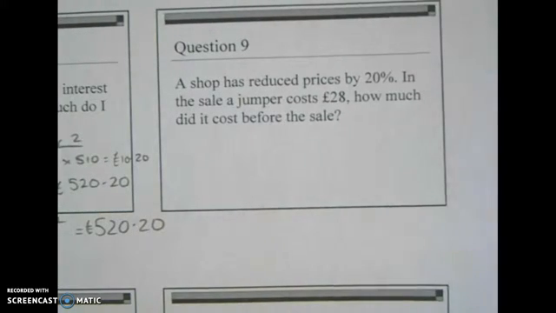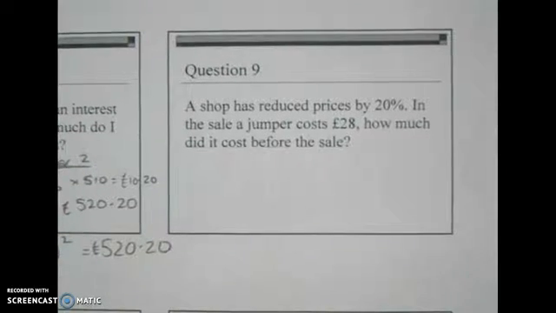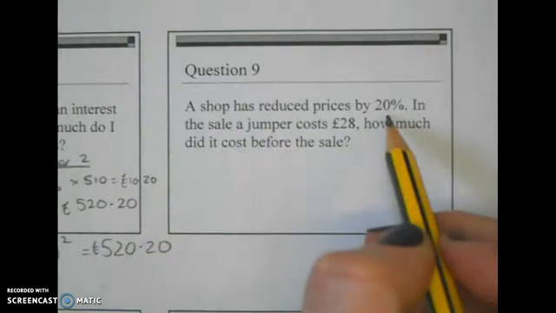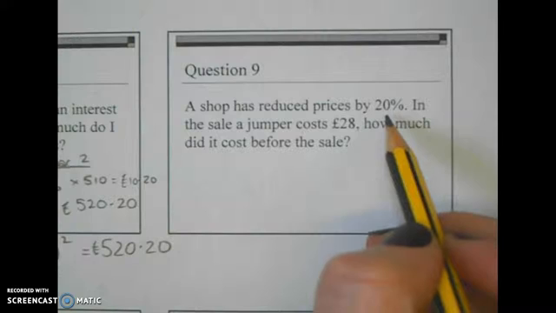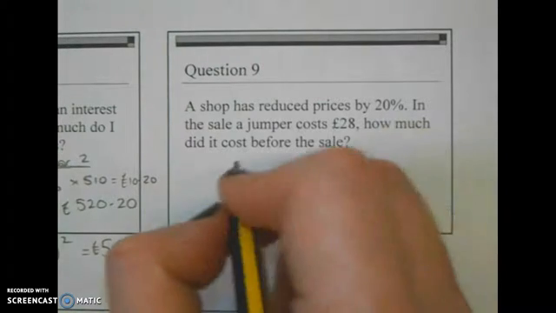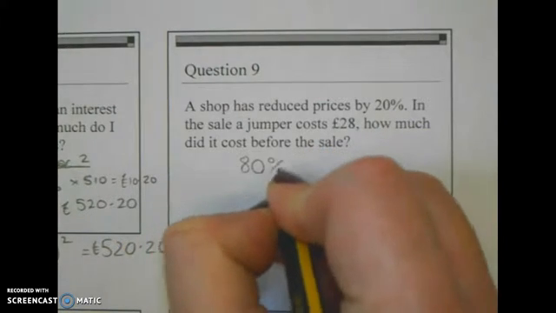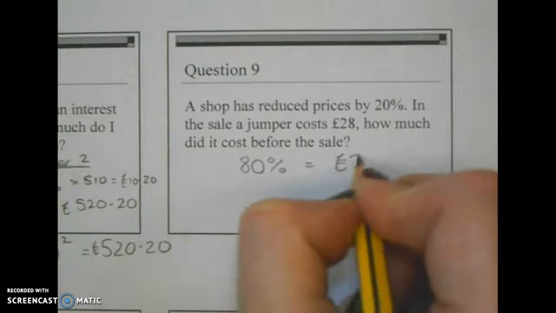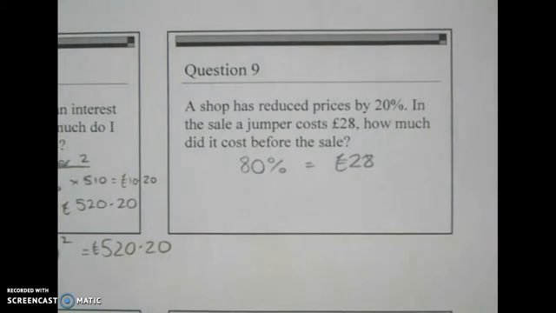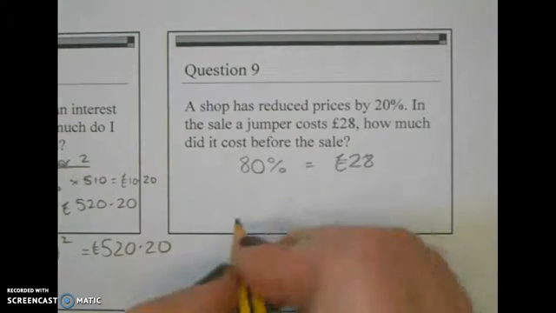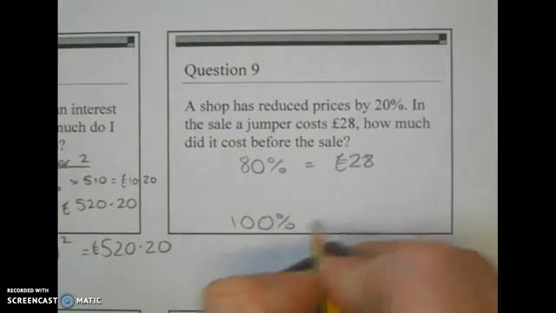Question 9 is a reverse percentage question. So question 9, it says the shop has already reduced prices by 20%. So if it's already reduced them by 20%, we must have 80% left. And that 80% is £28. And I want to know how much was it before the sale. So what is 100% of my cost?